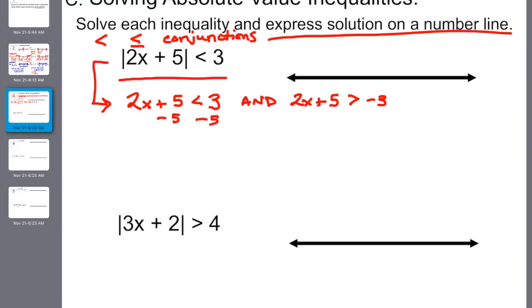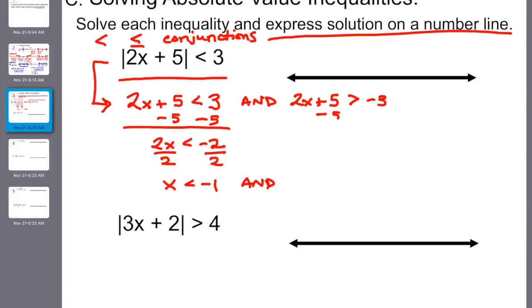So we subtract 5 from each side. We get 2x is less than negative 2. We divide by 2, and we get x is less than negative 1. On this side, we subtract 5. We've got 2x is greater than negative 8. We divide by 2 on each side, and we get x is greater than negative 4. So our value of x has to be less than negative 1 and greater than negative 4.